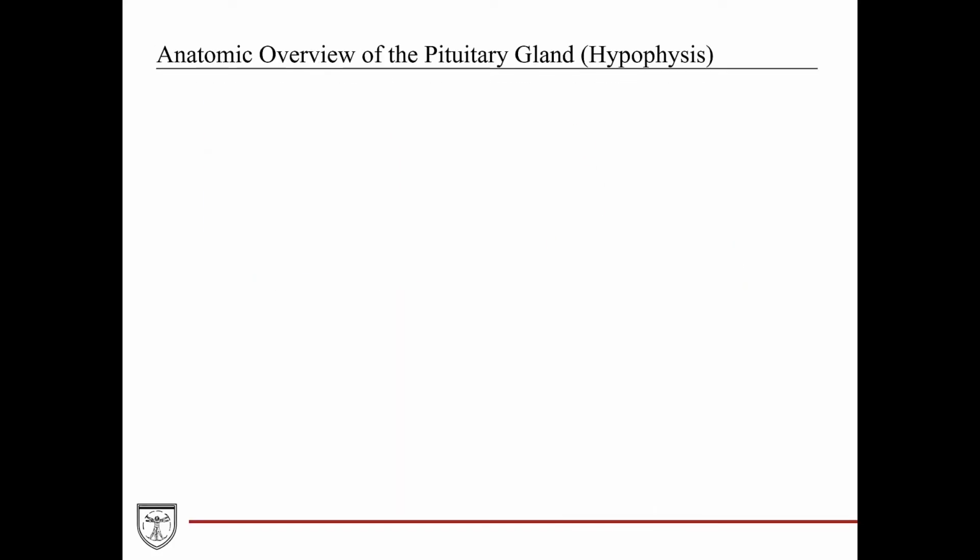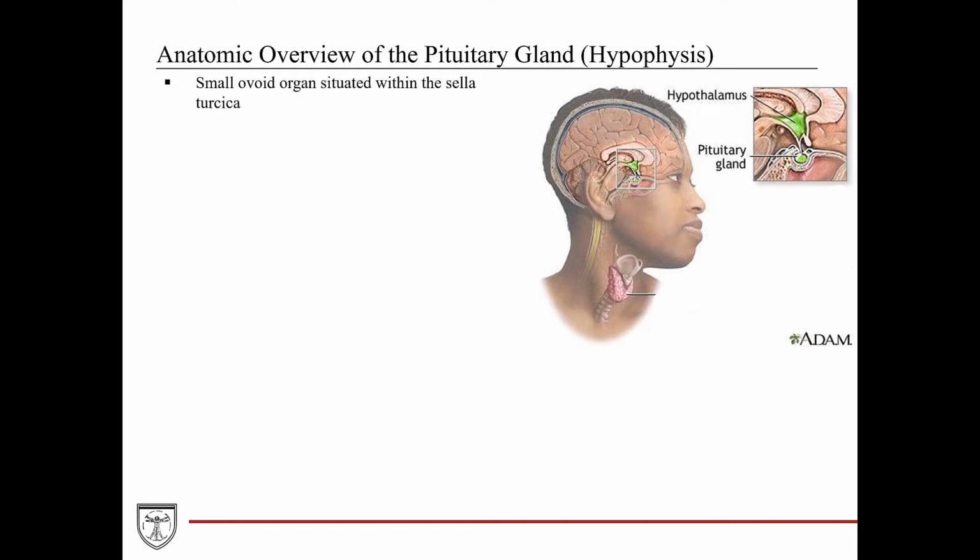Anatomically, the pituitary gland, also called the hypophysis, is a really small, ovoid, and fleshy structure that sits within this bony casing called the sella turcica. In this diagram, the area containing the pituitary gland has been blown up right here. We can see this pea-sized structure sitting within and encased by this bony structure. This bone is the sphenoid bone, and this depression within this bone is called the sella turcica.